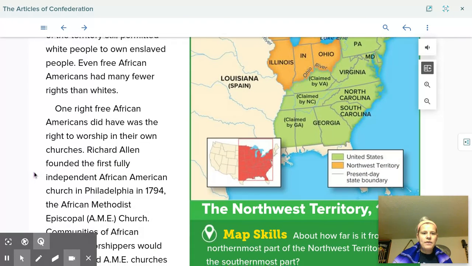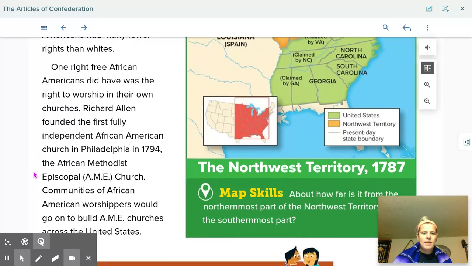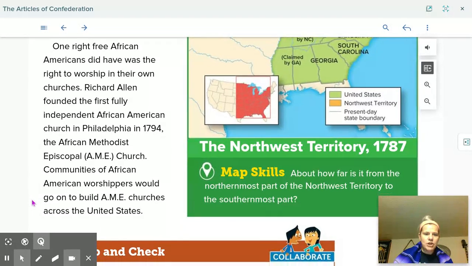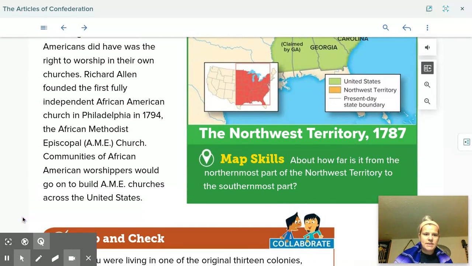Richard Allen founded the first fully independent African American church in Philadelphia in 1794. The African Methodist Episcopal AME Church communities of African American worshipers would go on to build AME churches across the United States.